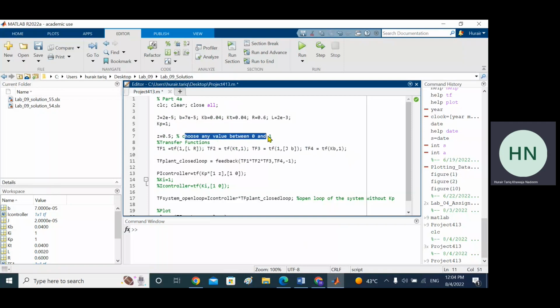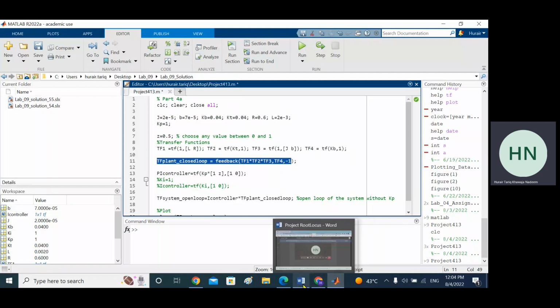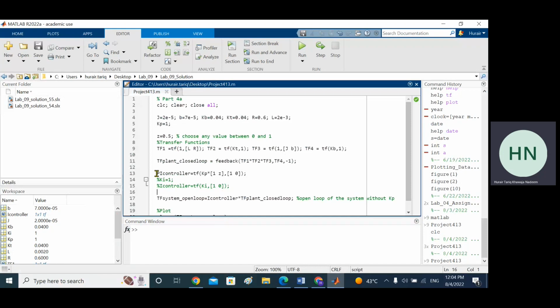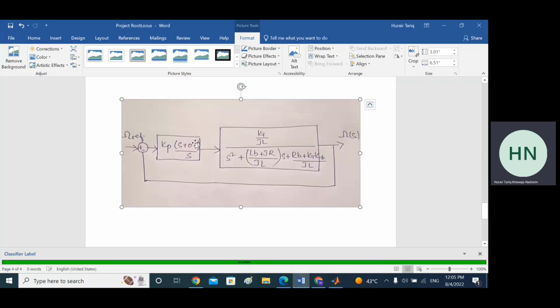So you can choose any value between 0 and 1 for Z. And this is the closed loop transfer function of the plant, which is actually this part. Okay, this part is the closed loop transfer function of the plant. And then you have the PI controller, and in this PI controller this is KP (1, Z), (1, 0). So this (1, 0) means S, and this is S plus Z, and this is multiplied with KP, as you can see from here.